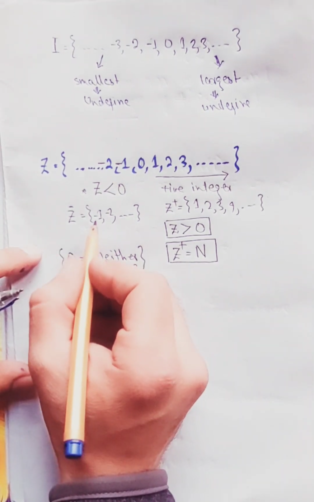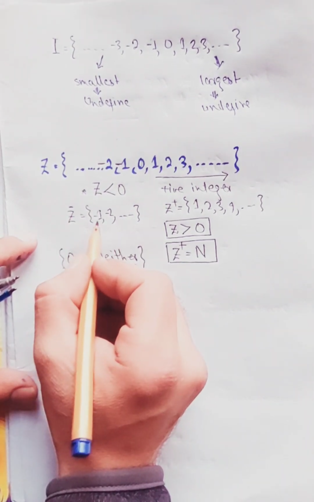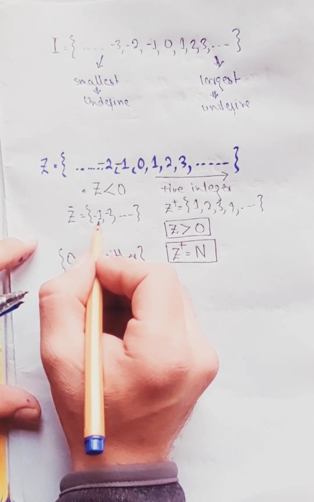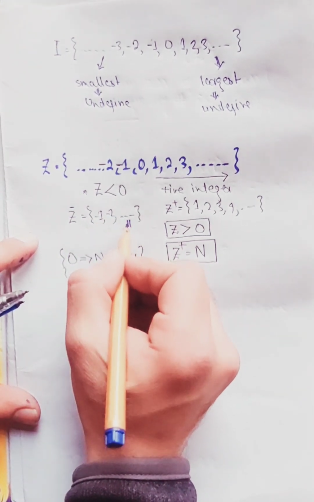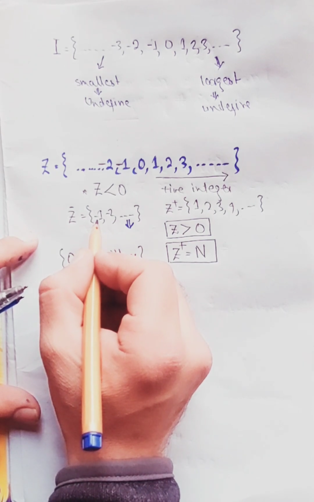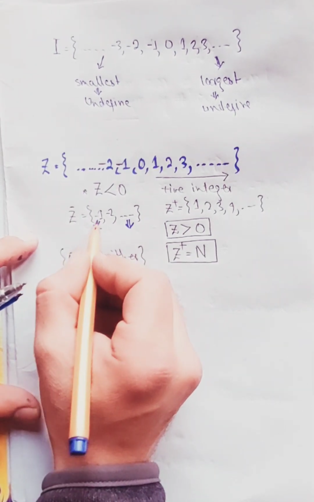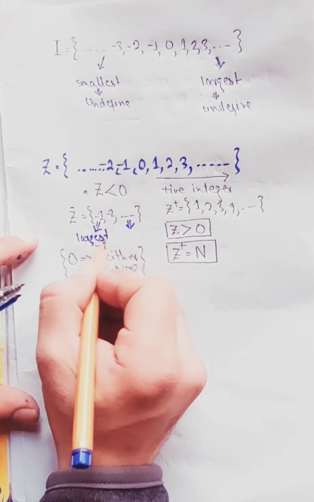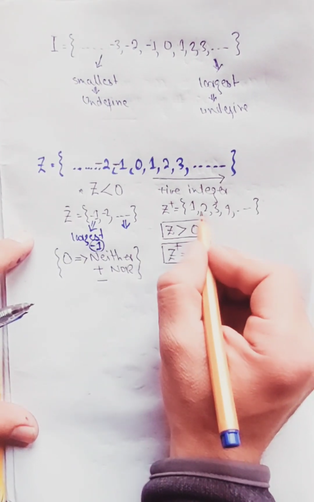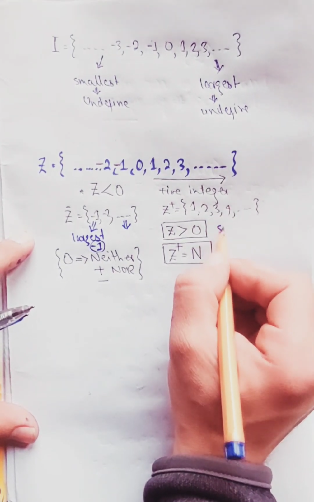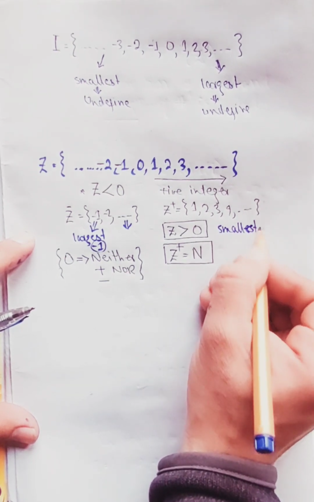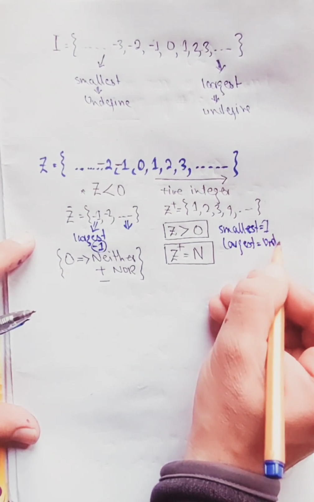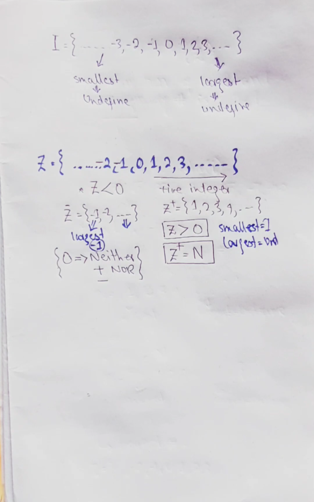If someone asks you what is the smallest negative integer, then -1 is the... Oh, this is undefined, sorry. What is the smallest integer? This is undefined. But what is the largest negative integer? That is -1. If someone asks you what is the smallest positive integer, that is 1. What is the largest positive integer? That is undefined. That is important.